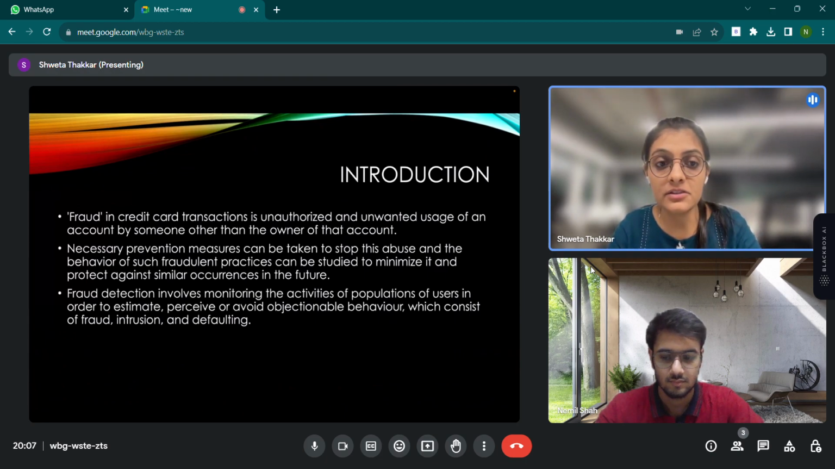This fraud detection is basically for unauthorized, unwanted usage, where some other party uses our account in order to make transactions and everything. So, in order to reduce this, we have come up with a project. The main aim is to reduce fraud going on in the world.